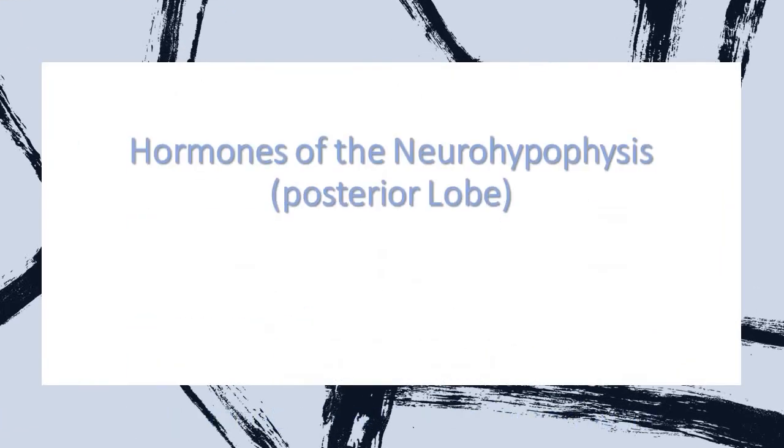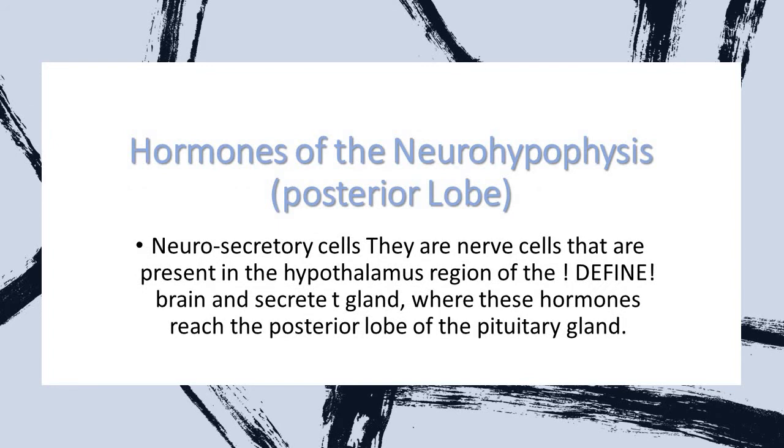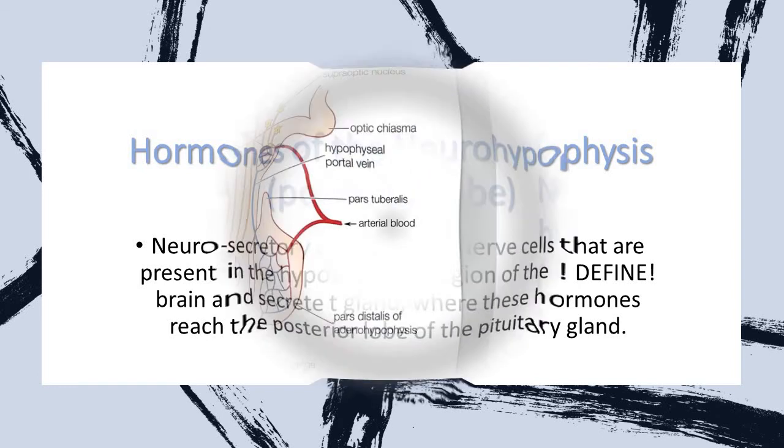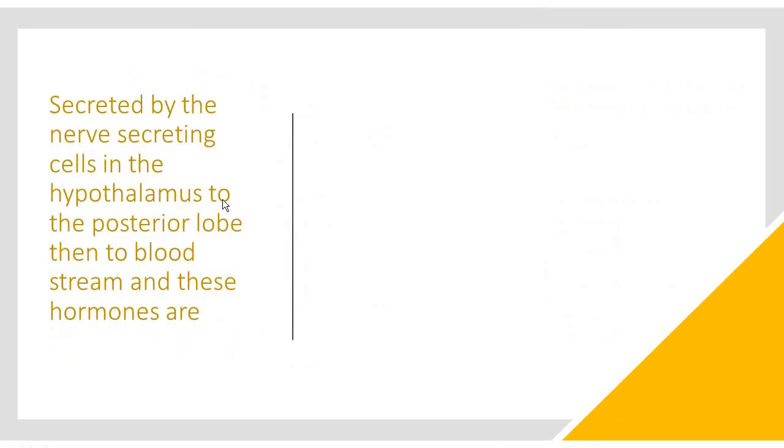Hormones of the neurohypophysis, or posterior lobe, are formed in neurosecretory cells, which are nerve cells present under the hypothalamus region of the brain. So they secrete these hormones from the posterior lobe of the pituitary gland. Look, they are neurosecretory cells from the posterior lobe. So it's called neurohypophysis.